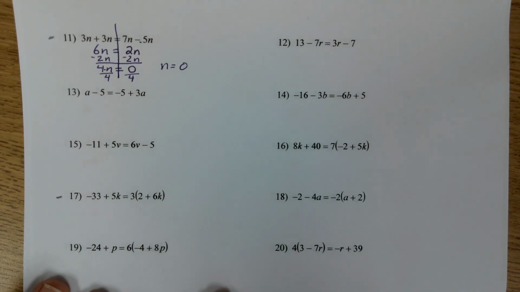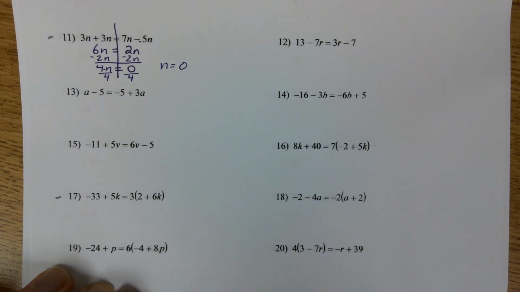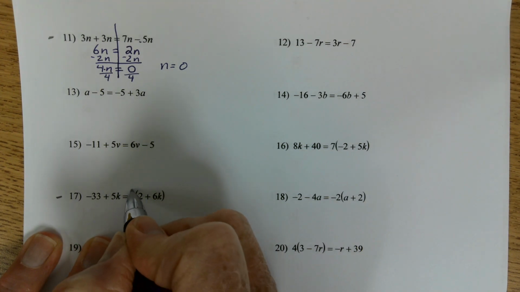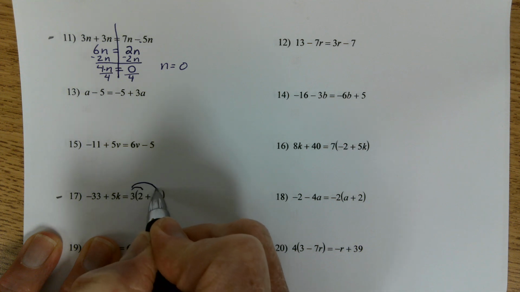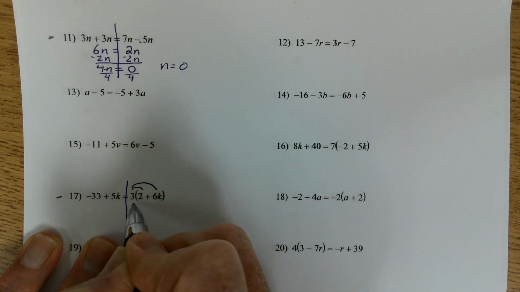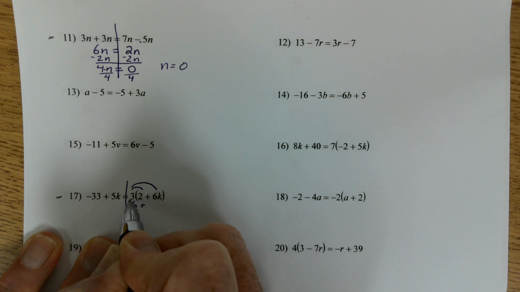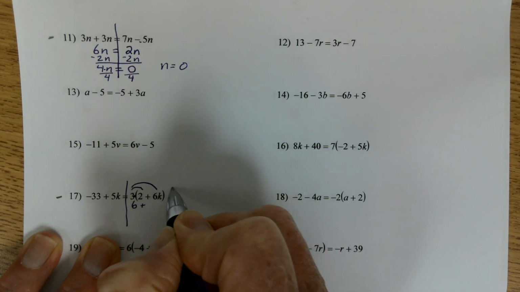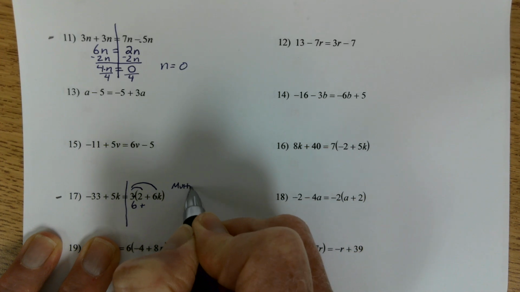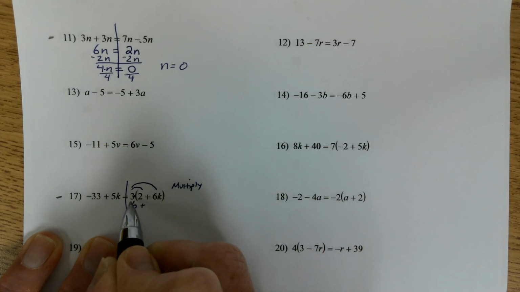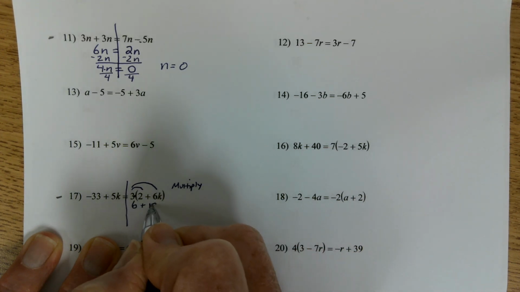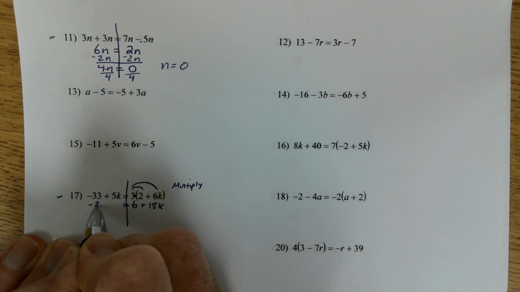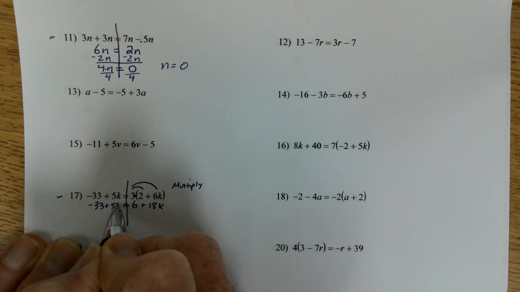Okay, here we go. And then we're going to write out our steps one more time. First thing we do, we're going to do number 17. We're going to do distributive property, okay? 3 times 2 is 6, plus 3 times 6. Remember, it's multiply. Multiply. 3 times 6 is 18k. Over here, I've got negative 33 plus 5k.